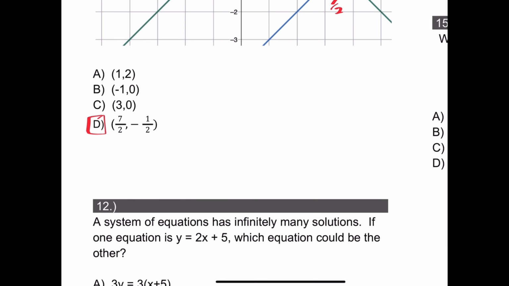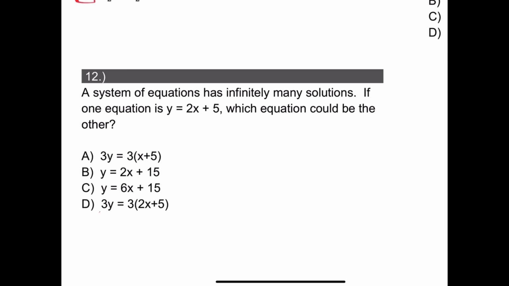Number 12. A system of equations has infinitely many solutions. If one equation is y equals 2x plus 5, which equation could be the other? Infinitely many solutions are the same line. If you graph two equations that overlap, they have infinite solutions. So when looking at A through D, D is the only one where both parts of that equation are being multiplied by the same number 3, which means it's proportionately the same, making D the correct answer.